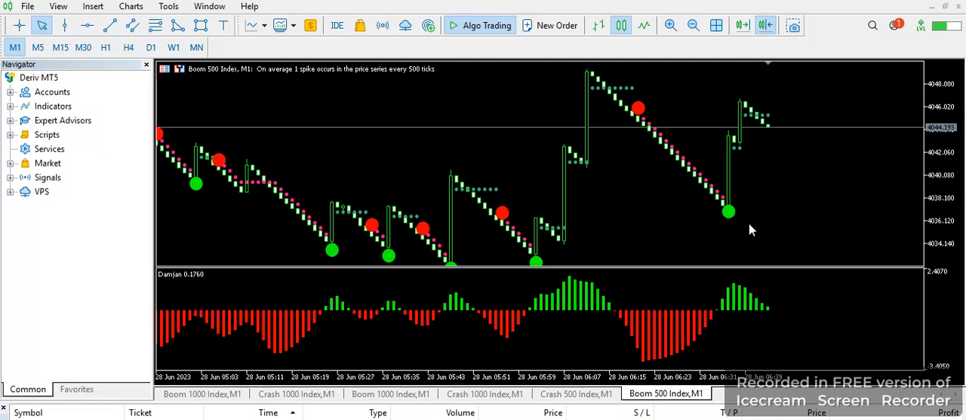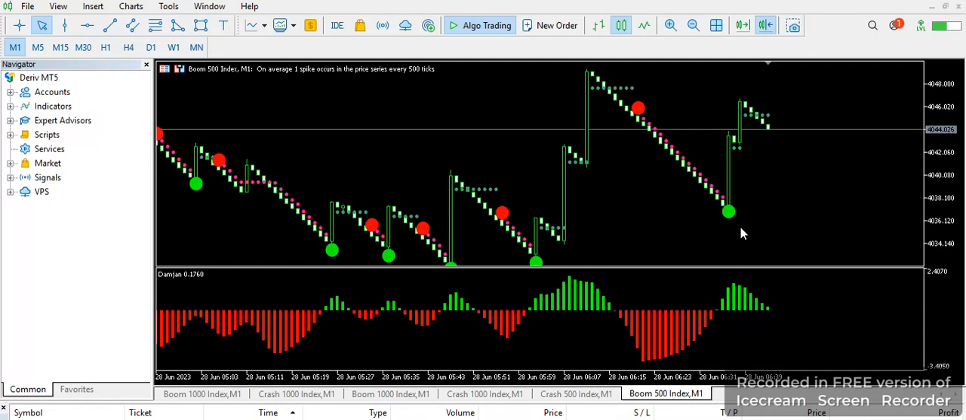So guys, in today's video I'm going to explain to you how you can trade successfully using this particular indicator. You can use it to catch just 3 candlesticks on Boom 500, just only 3 candlesticks, on Boom 1000 and Boom 500.